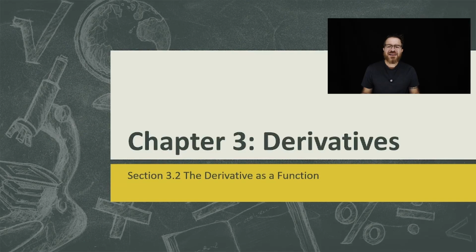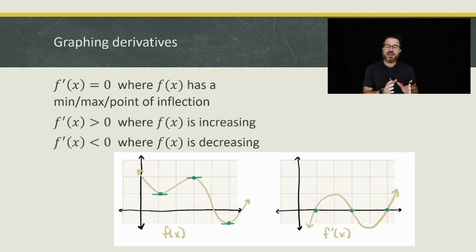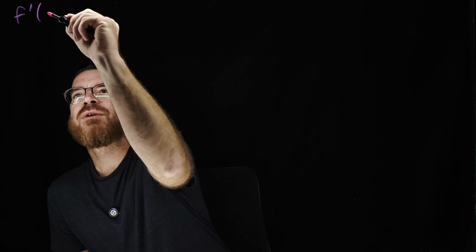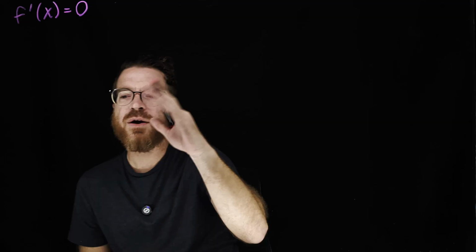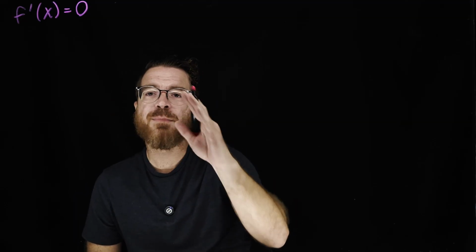Hello everyone. In this lesson, we're going to be learning about the derivative as a function. First, we talked about the fact that a derivative is just the instantaneous rate of change at a particular point. So looking at our derivatives, if we wanted to graph our derivative, we first have a couple things to consider. If the derivative of f of x is equal to 0, this is where f of x has a minimum, a maximum, or a point of inflection.